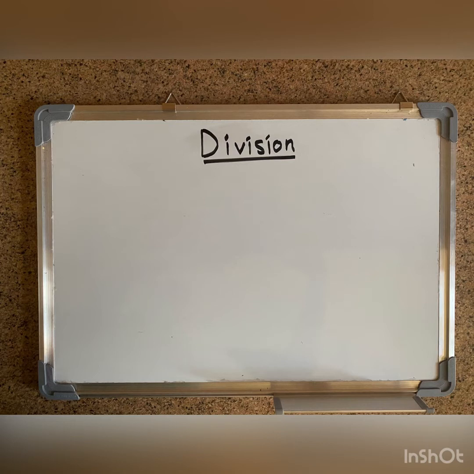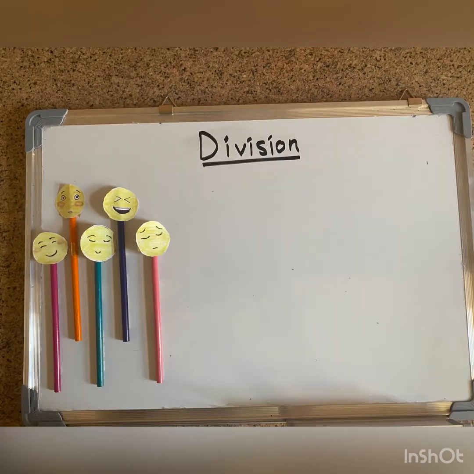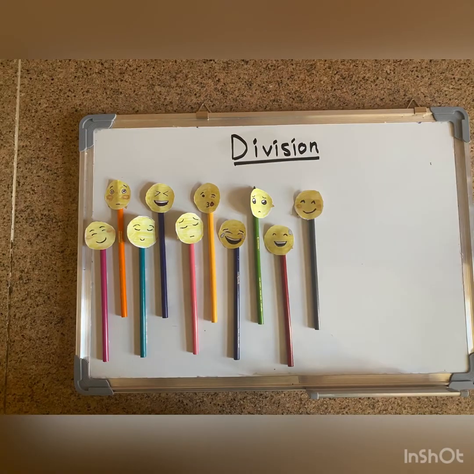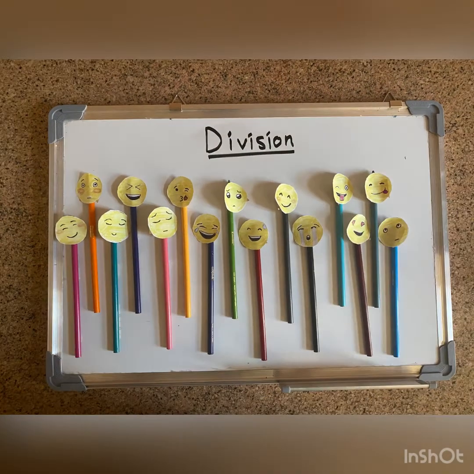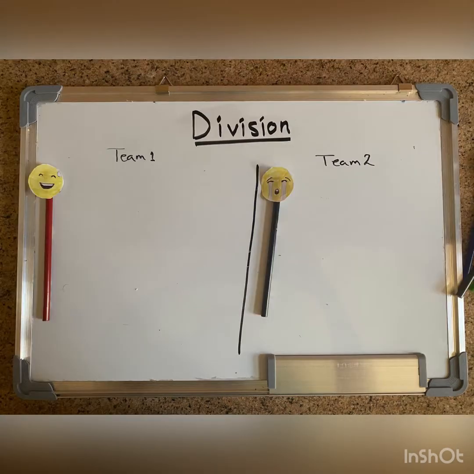Let's say we have 16 students in our class, and we want to divide them into two teams. So how many students should be in one team? Let's do it together. Here are the 16 students. 1, 2, 3, 4, 5, 6, 7, 8, 9, 10, 11, 12, 13, 14, 15, 16. And here are the two teams. To do so, we're going to put one student in each team.